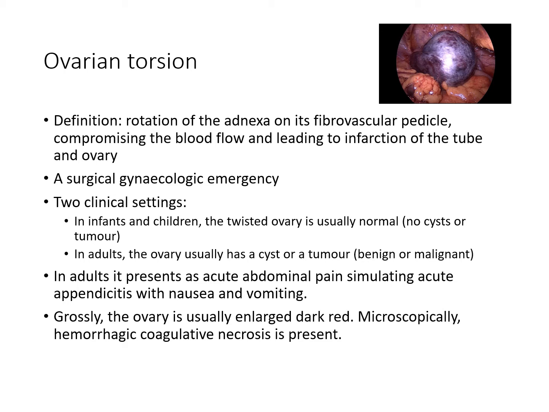In infants and children, the twisted ovary is usually normal. There's no cyst or tumor found. But in the adults, the ovary usually has a cyst or a tumor. It presents as acute abdominal pain that mimics acute appendicitis. And grossly, you can see in the picture, the ovary is usually enlarged and dark red, and microscopically will look as a hemorrhagic coagulative necrosis.